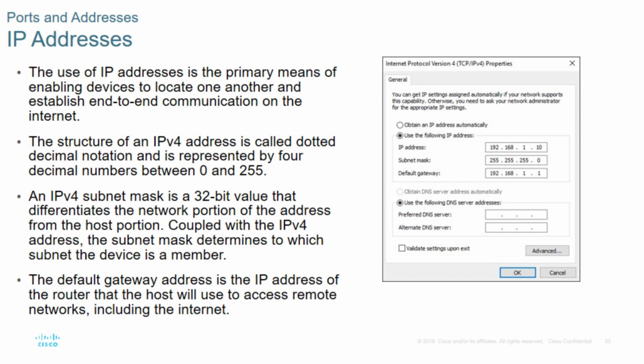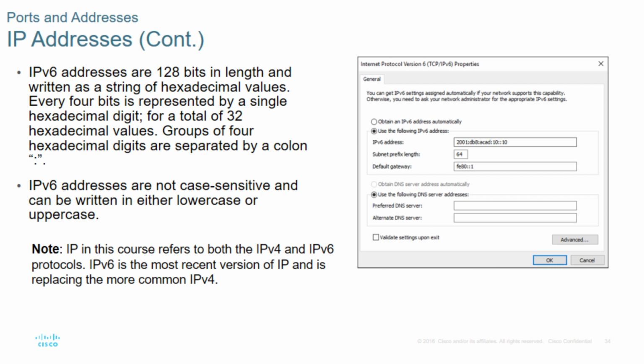So the example in the figure displays the IPv4 address 192.168.1.10. Its subnet mask is 255.255.255.0. And the default gateway is 192.168.1.1. It's assigned to a host, and the default gateway address is the IP address of the router that the host will use to access remote networks, including the internet, right?